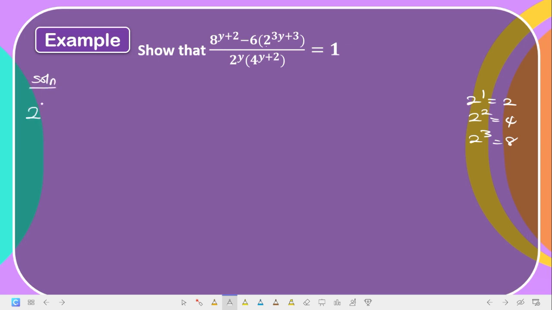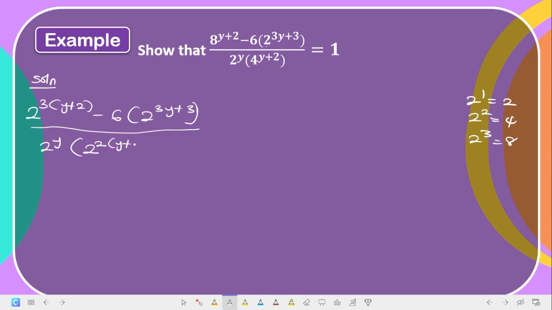This will be 2 to the power of 3, bracket, y plus 2, minus 6, bracket, 2 to the power of 3y plus 3, all over 2 to the power of y, bracket 2 to the power of 2, bracket y plus 2. Is that clear enough? Now, at this point, let's use the 3 to open the bracket, and I use this 2 to open the bracket.